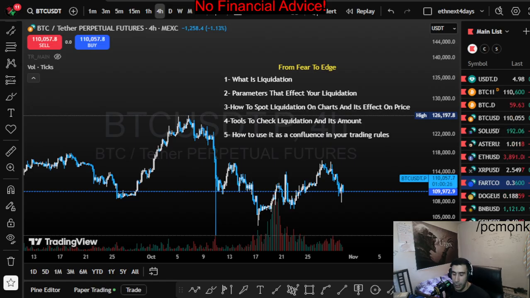Now if it was cross, then it's different. In isolated, the collateral is your margin only, okay? But in cross, it's not your margin for that specific position, it's the whole account, the whole futures wallet. Now some exchanges have the option to allow you to get money from your spot wallet when your futures wallet goes to zero, but that is a different story. We're talking about the futures wallet.